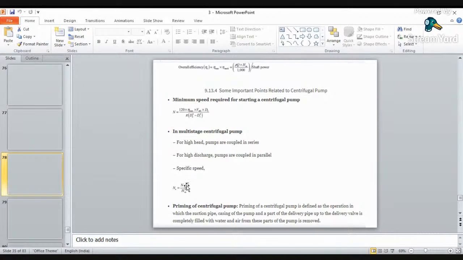Then specific speed for a pump will be calculated as N root Q divided by H to the power 3 by 4, whereas for the turbine it is N root P by H to the power 5 by 4. Okay, don't mix up these two formulas.